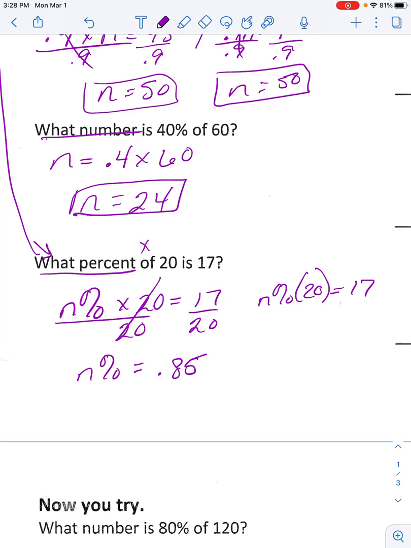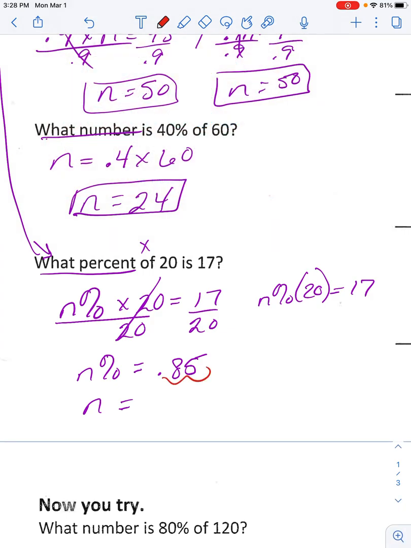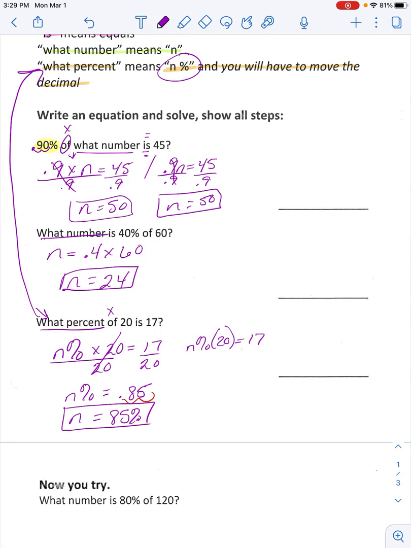Now it says what percent. This right now is a decimal. How do you go from a decimal to a percent? You move it twice to the right. So n is 85%. Okay.